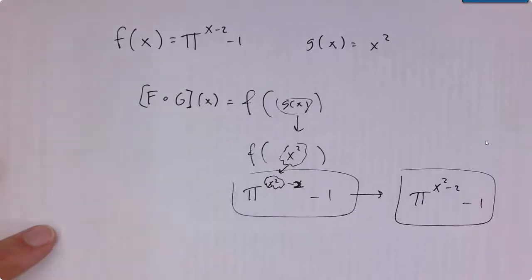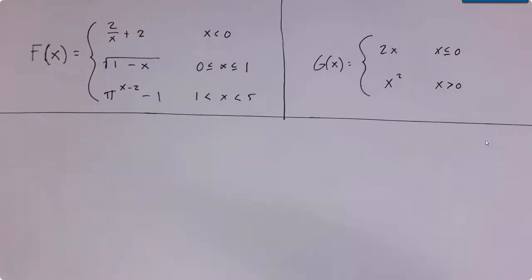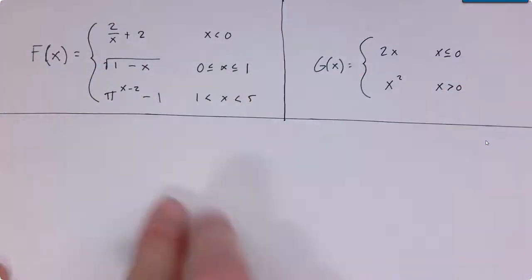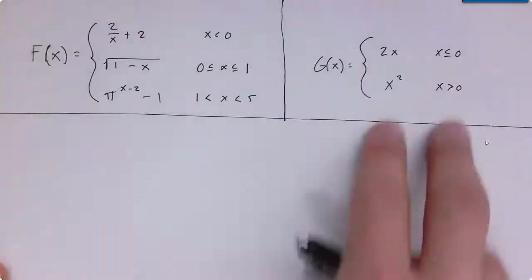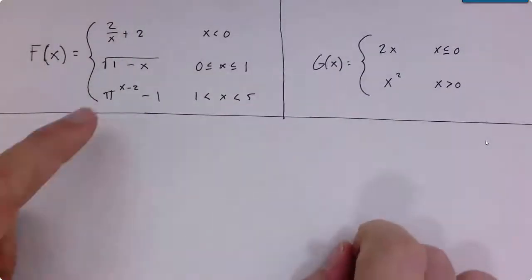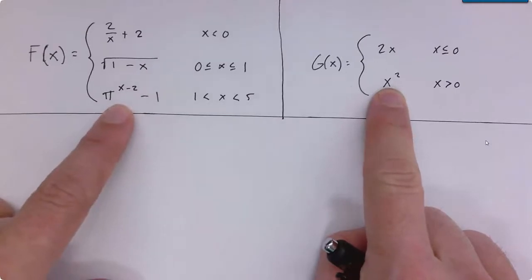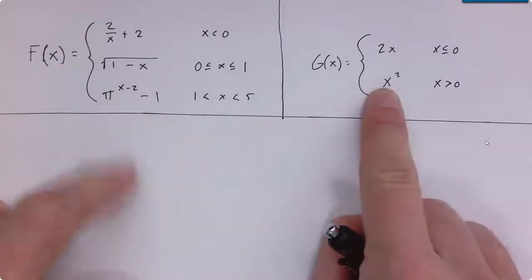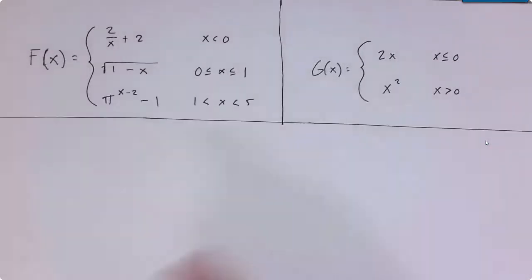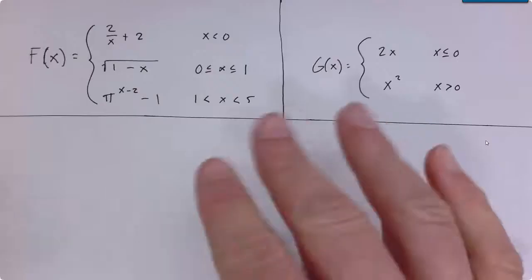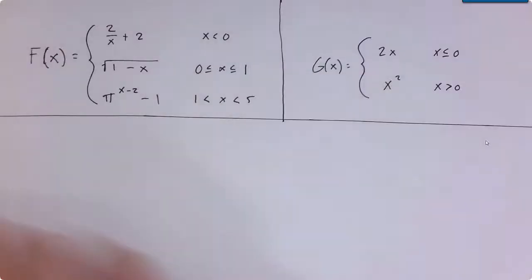Okay, so what makes this problem different than that? What makes it different is that we don't know which ones to plug in where. We've got 3 pieces here, we've got 2 pieces there. If I told you plug in this piece of g to that piece of f, you could do it. Or if I said plug in this piece of g to that piece of f, you could do it. So what we really need to figure out is, how do you know which rules apply for each function?